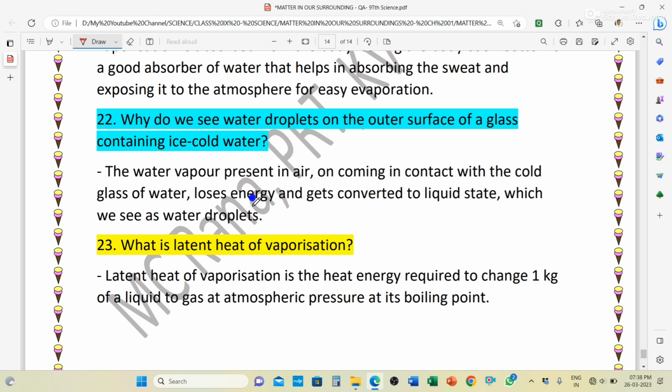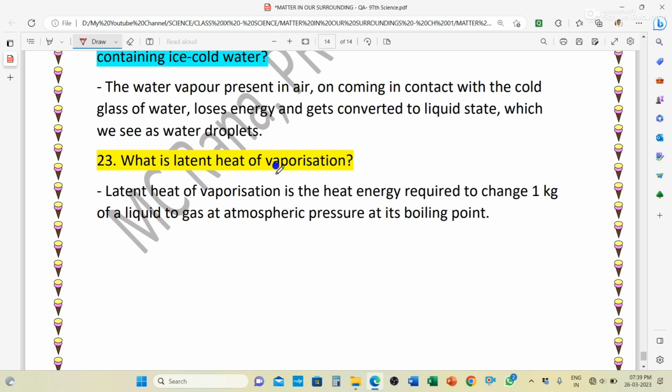When water vapor that is present in air comes in contact with the cold glass of water, it loses its energy, and when it loses its energy, it gets converted into liquid state, which we see as water droplets. What is latent heat of vaporization? Latent heat of vaporization is the heat energy required to change 1 kg of a liquid to gas at atmospheric pressure at its boiling point.